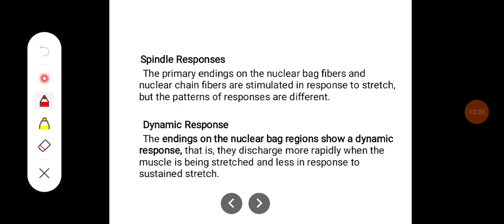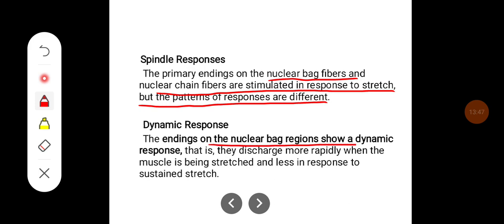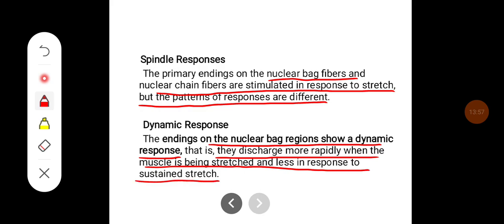Spindle responses. The primary endings on the nuclear bag fibers and nuclear chain fibers are stimulated in response to stretch, but the patterns of responses are different. The endings on the nuclear bag fiber region show a dynamic response. That is, they discharge more rapidly when the muscle is being stretched and less in response to sustained stretch.